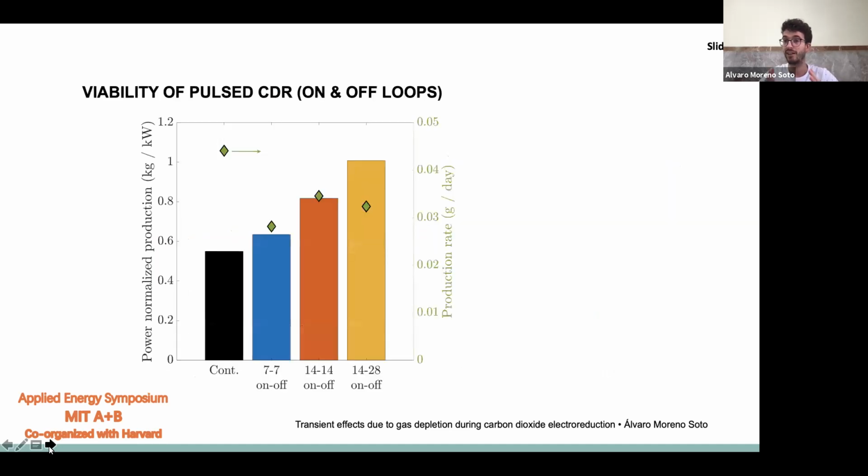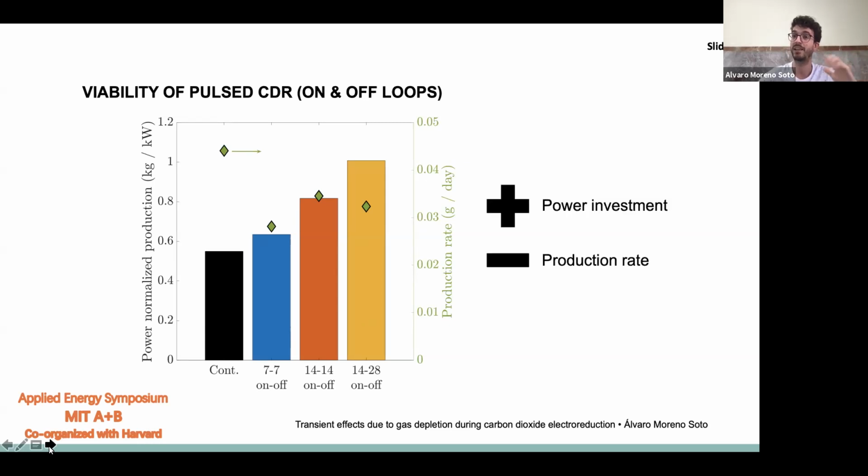So what are the drawbacks and the improvements here? We are increasing the power investment a lot. That means that we are converting way more CO2 into other useful carbon products with the same current applied to the system, but we are reducing the production rate a lot. Why? Because at minimum half of the time, the system is resting, it's not performing any chemical reaction.